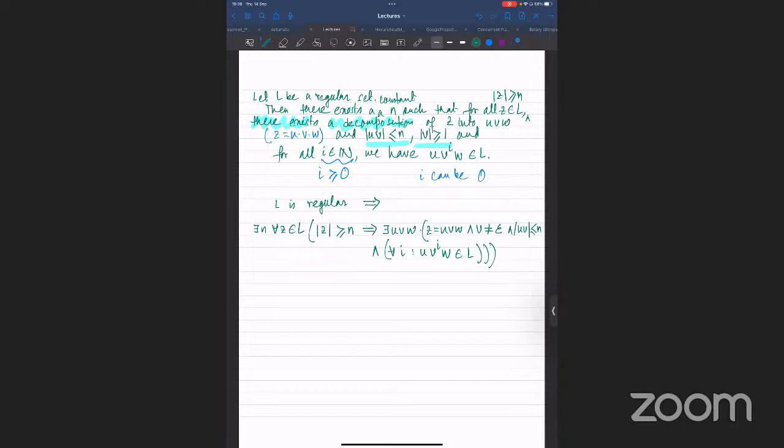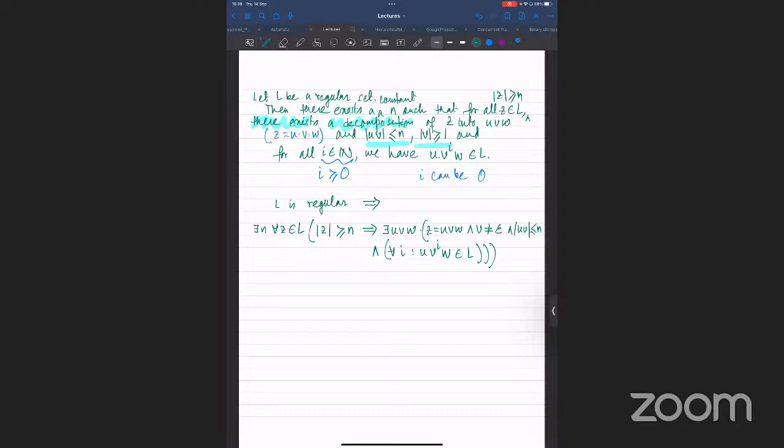So for all Z, if the length of Z is greater than or equal to N, then there exists such a decomposition where V is not empty and UV is less than or equal to N, and you can pump it and it is in L. Clear? So if L is regular, then this holds. But the pumping lemma is used more in its contrapositive form, to show that a language is not regular.